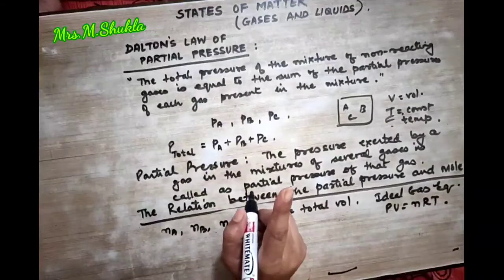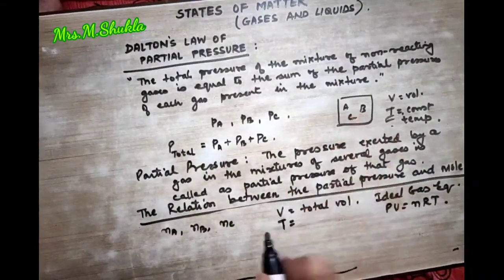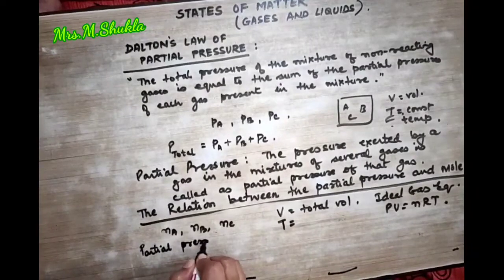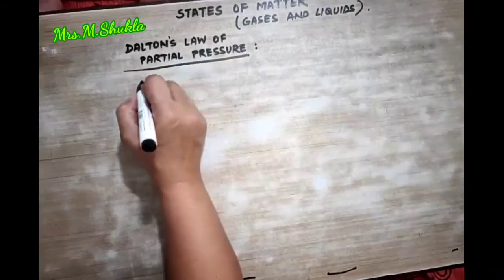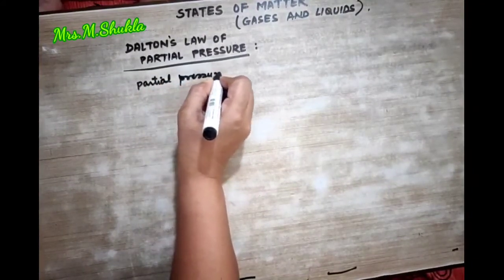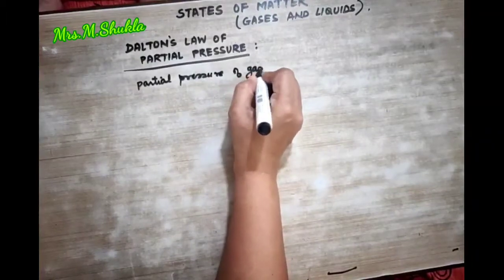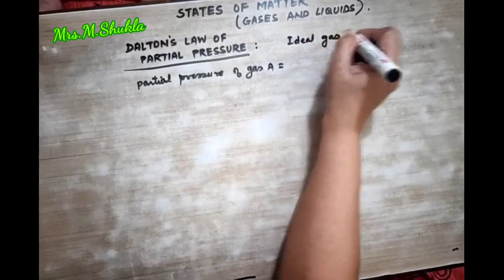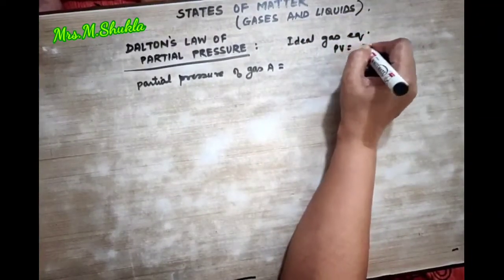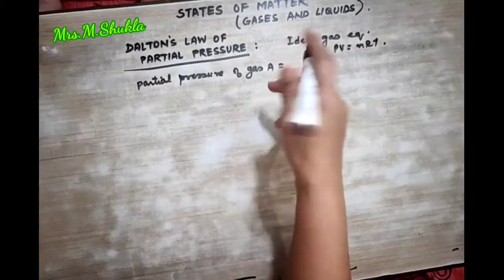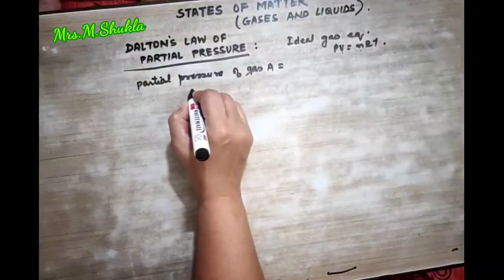Then the partial pressure of each gas present in this container will be what? Let's see that. The partial pressure of gas A will be equal to what? I told you the ideal gas equation is PV equals nRT. So the partial pressure of gas A we can write down like this.